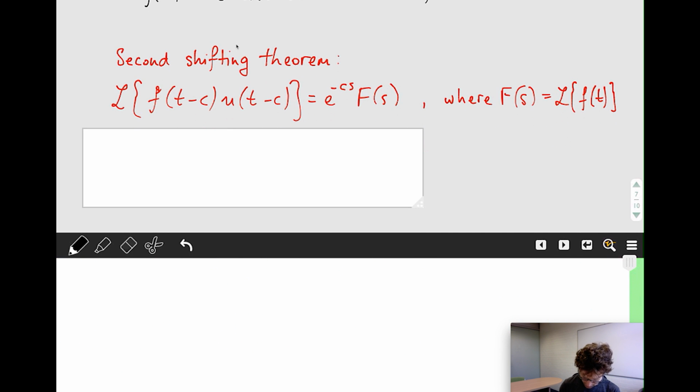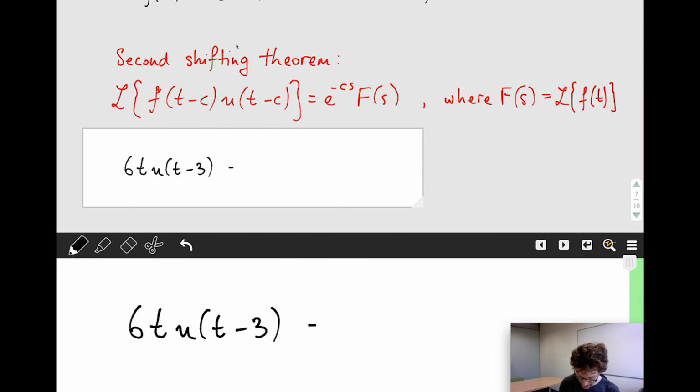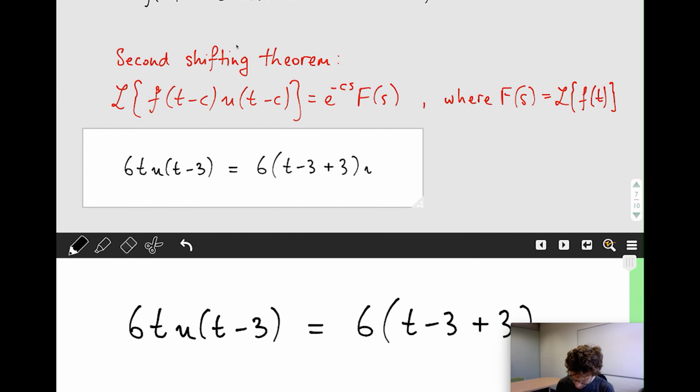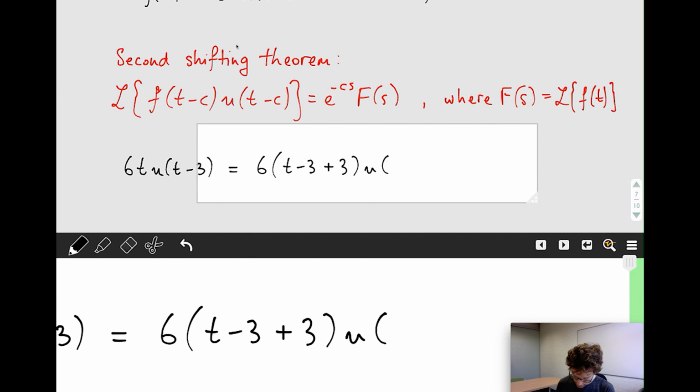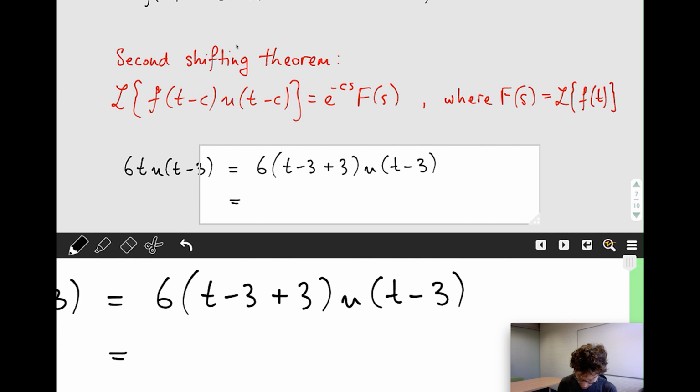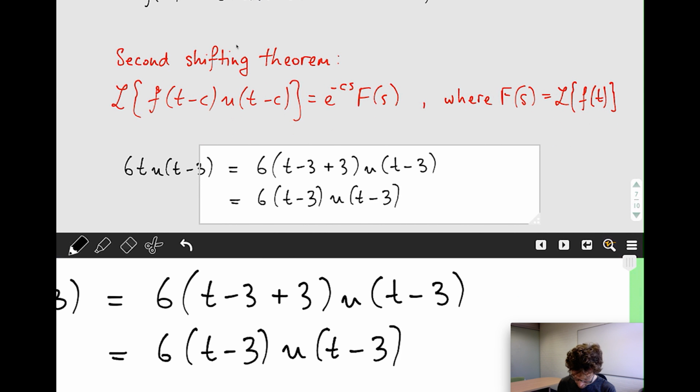So I'm going to write the function 6t u of t minus 3, which again has a Heaviside, so it has a cut, but it doesn't have the corresponding shift. So I'm going to do a little trick. I'm going to subtract 3 and add it right back in again. Obviously those two 3's cancel each other out, so there's no worries there. Now I can take the first of those, so 6 times (t minus 3) times u of t minus 3, and I'm left over with a 6 times 3. 6 times 3 is 18. 18 u of t minus 3.